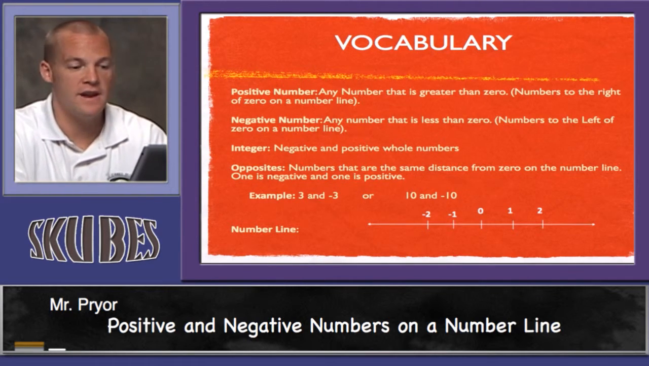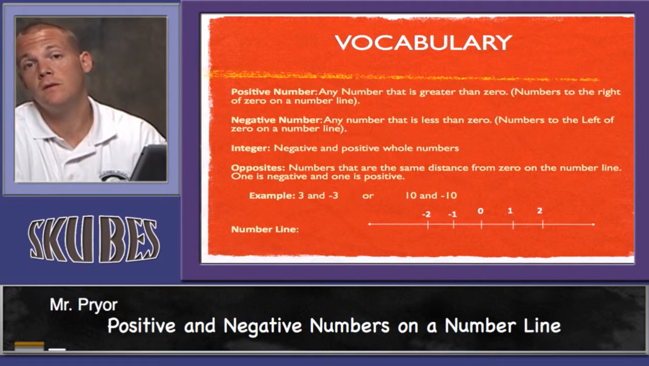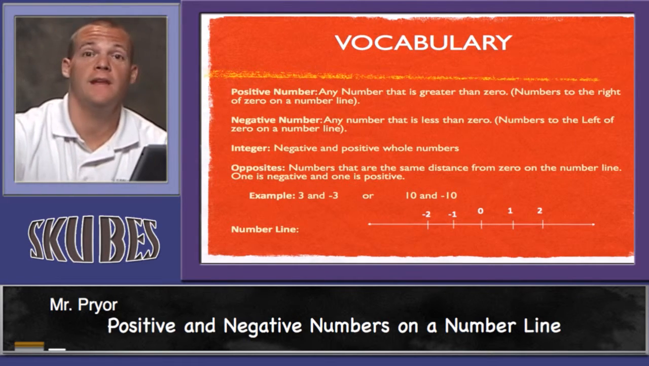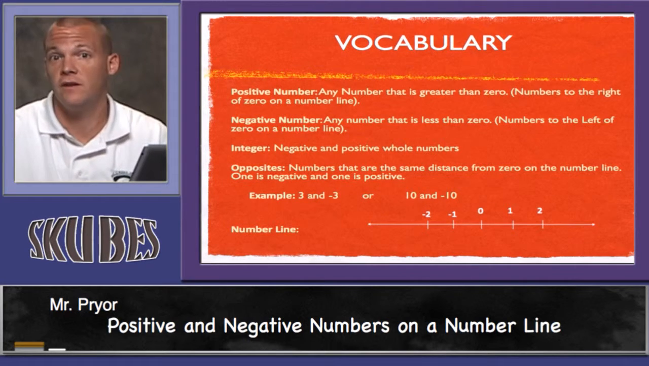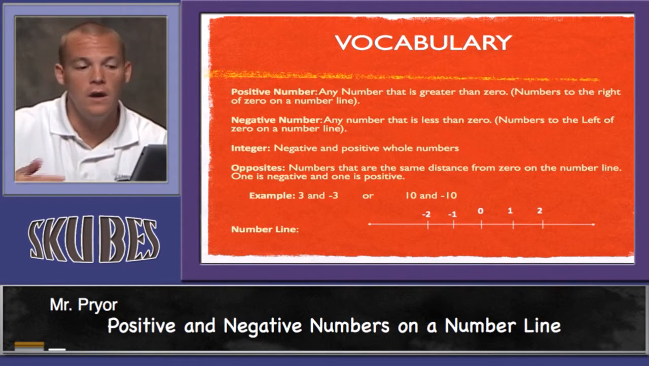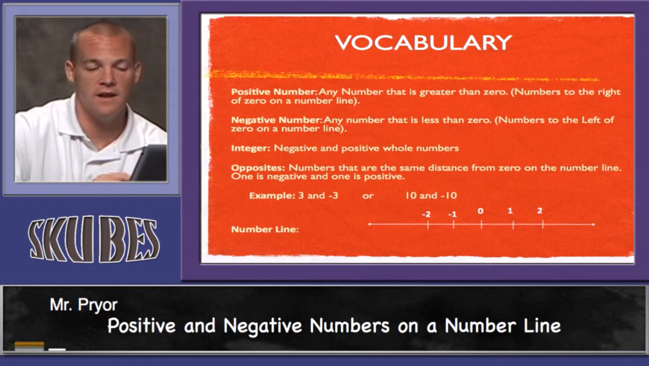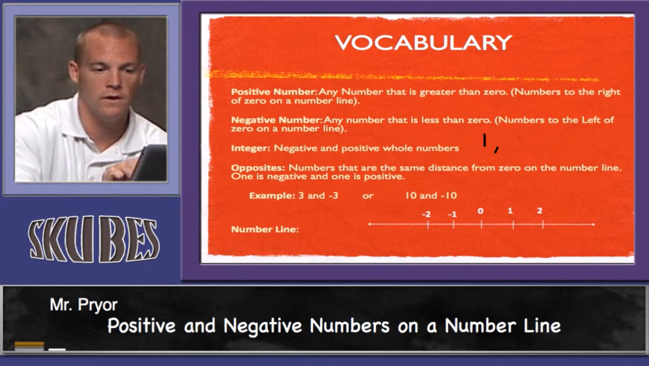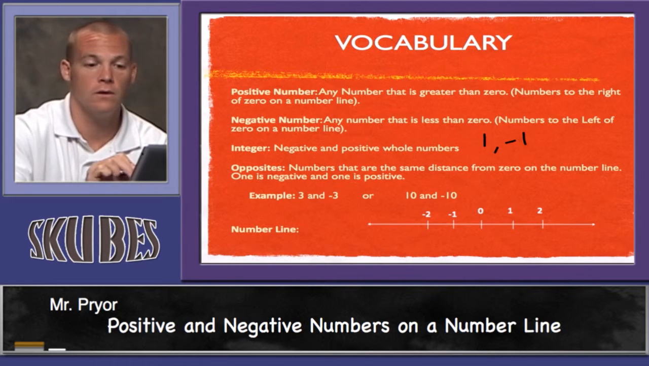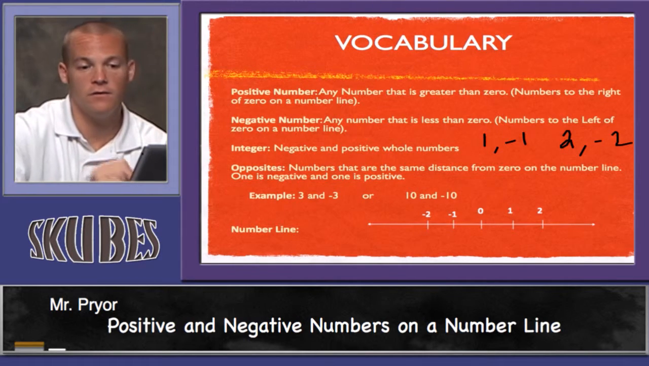An integer is simply a negative and a positive whole number. And a whole number, if you don't remember what that is, is your counting numbers. I like to refer to them as your Sesame Street numbers, 1, 2, 3, 4. So an integer is simply the negative version or the positive version of that. So for instance, 1 and -1, or 2 and -2.